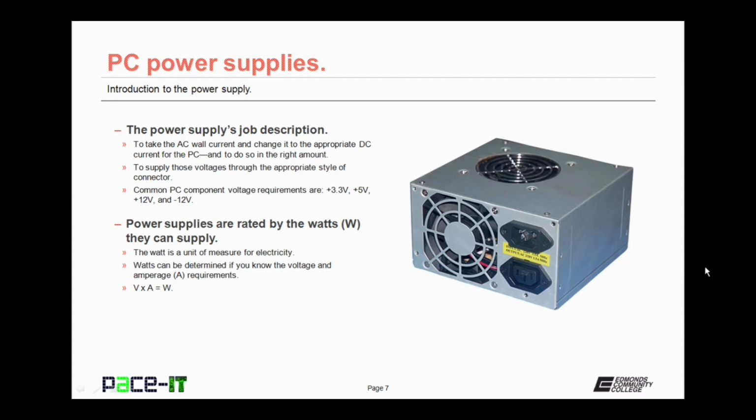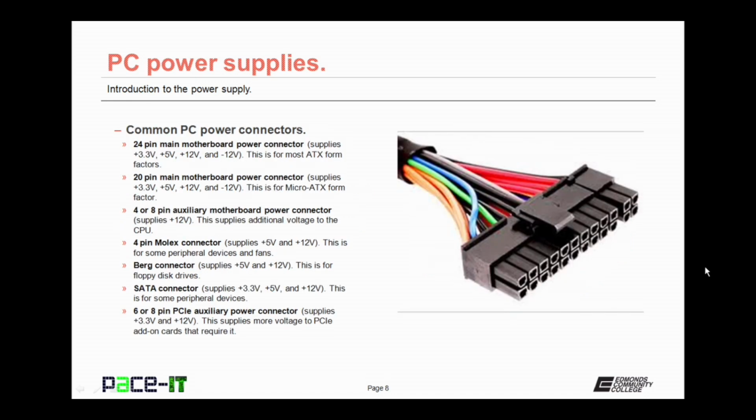Now power supplies are rated by the watts that they can supply. The watt is a unit of measurement for electricity. Watts can be determined if you know voltage and amperage. The formula for that is volts times amperage equals watts. So earlier I mentioned that the power supply needs to provide those voltages to the proper connectors. So let's talk about those connectors.